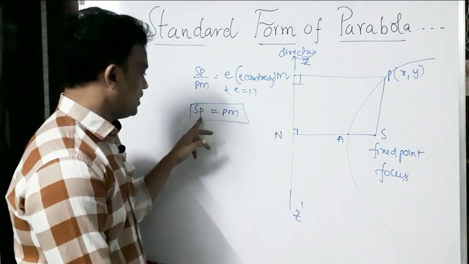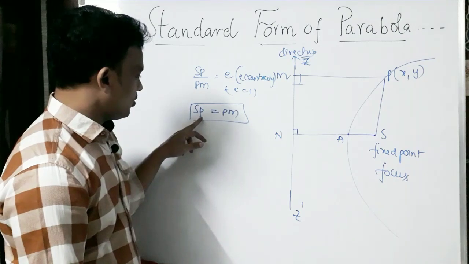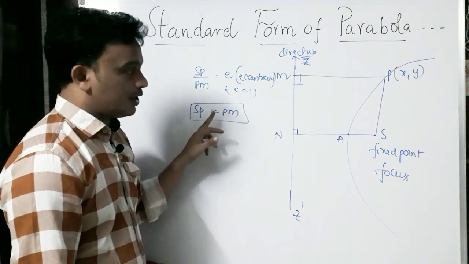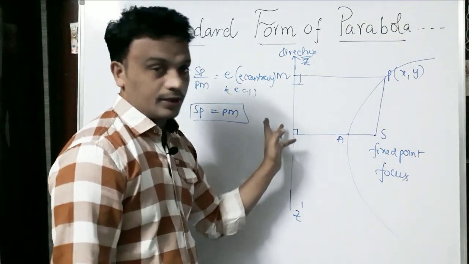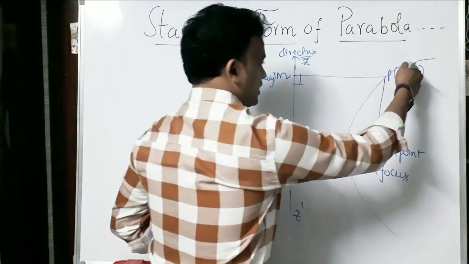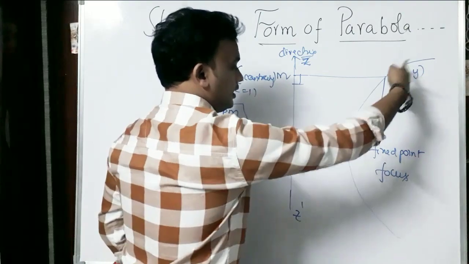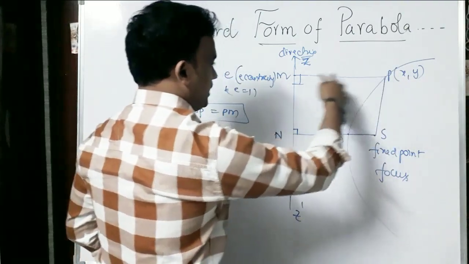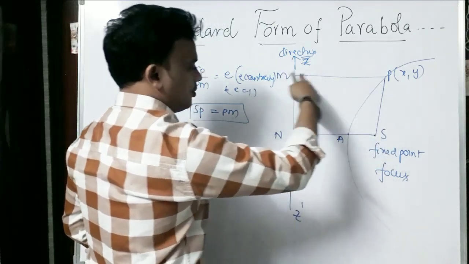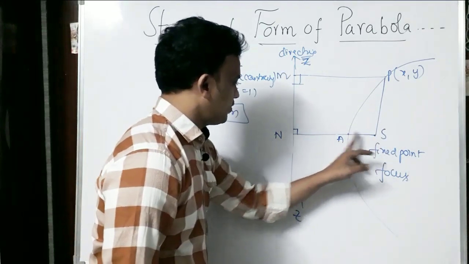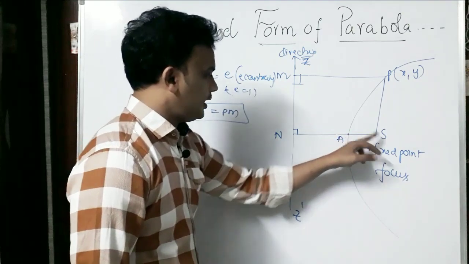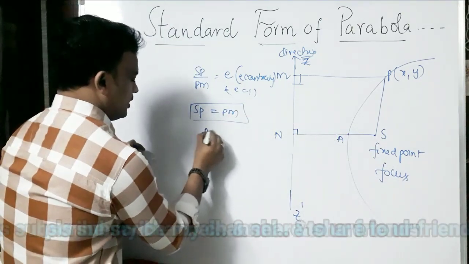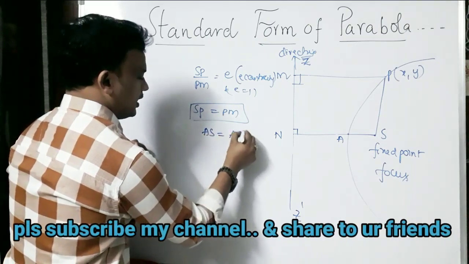What is the meaning of SP and PM? The distance of the point on the locus to the focus and its perpendicular distance to the directrix are the same. Right or not? Observe this one. A is a point on the locus, I mean on the parabola. So SP by PM equals E means SP equals PM, so I can write AS equals AN. Can I write like this? Then AS equals AN.